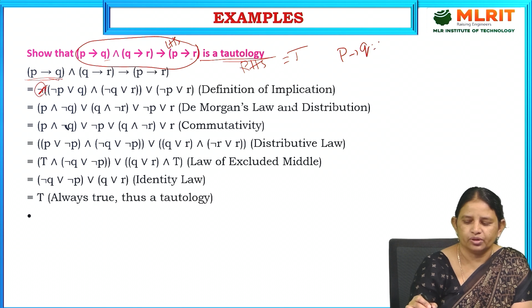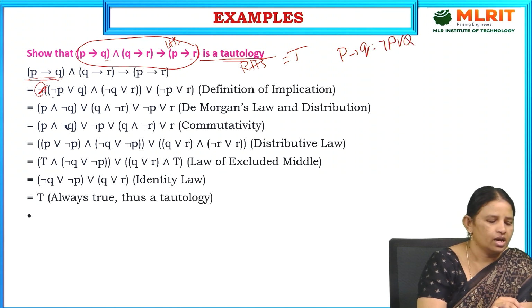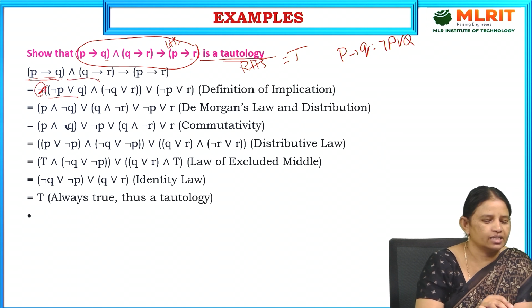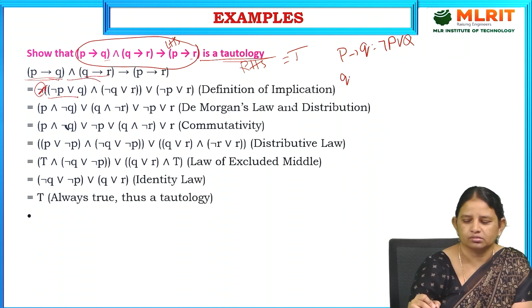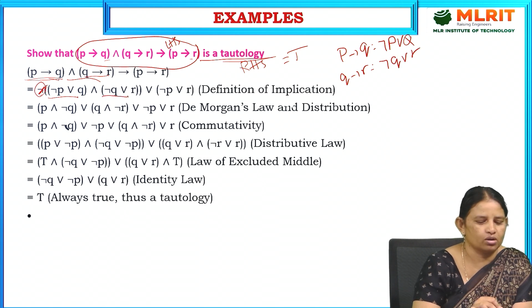P tends to Q is negation P or Q. Write the rest as it is. Q tends to R means negation Q or R.